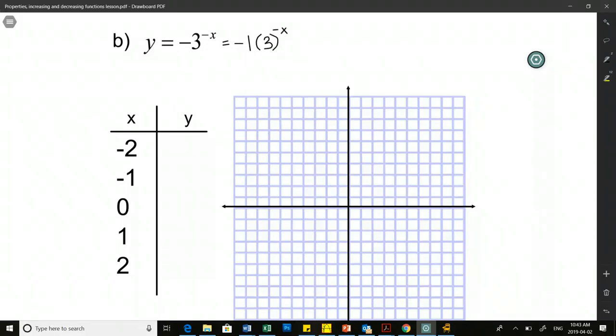Also, I need to keep in mind that if I enter in something like negative 2, what happens if there's already a negative there? It becomes positive 2, right? So if I'm entering in a negative value in for x, it will actually become positive because it already has that negative there. Okay, so let's start entering those x values into our function.